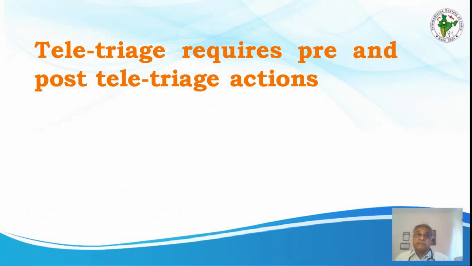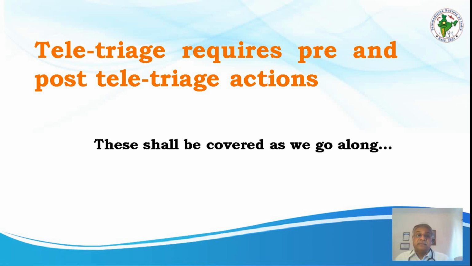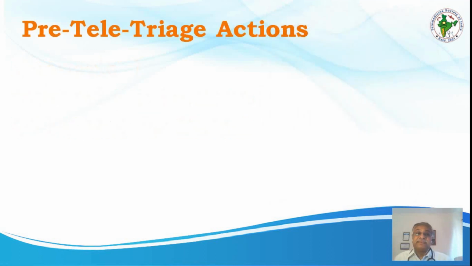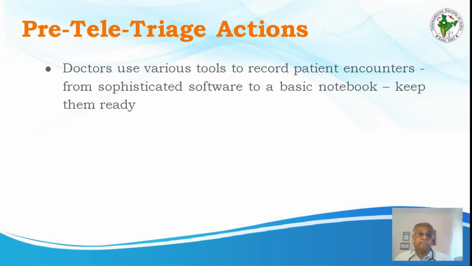Now, do remember that teletriage requires certain pre and certain post teletriage actions. These shall be covered as we go along. So let's start with the first scenario. A patient calls the doctor by a simple, let's call it smart or non-smartphone. In this case, this is going to be a dumb phone. So what are the pre-teletriage actions? Please remember, these pre and post actions apply to all kinds of interactions.